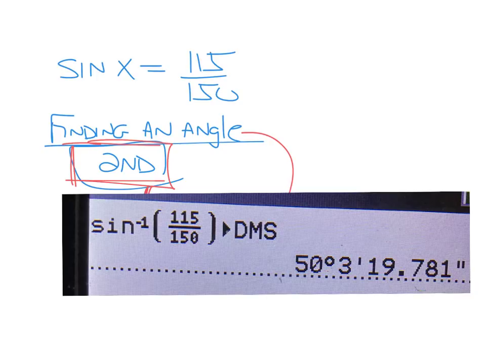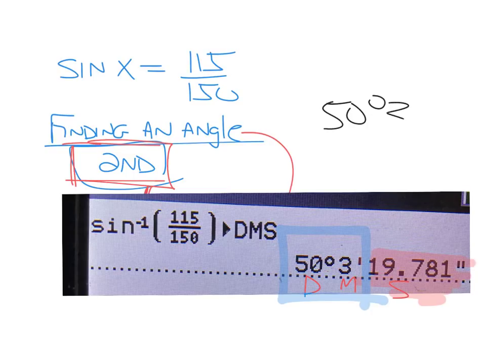So here you should get 50 degrees, 3 minutes, 19.781 seconds. And you always look at your seconds. If it's 30 or more, you round up. If it's less than 30, it stays the same. Well, 19 is less than 30, so it's going to stay the same. So here our answer is 50 degrees and 3 minutes.